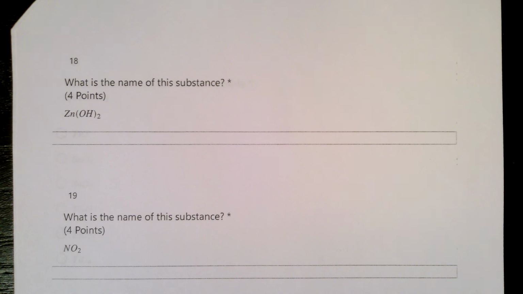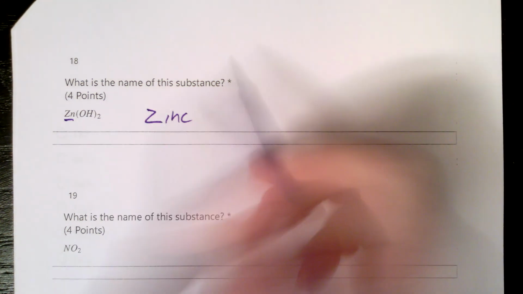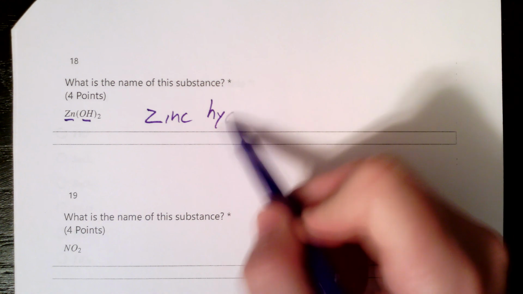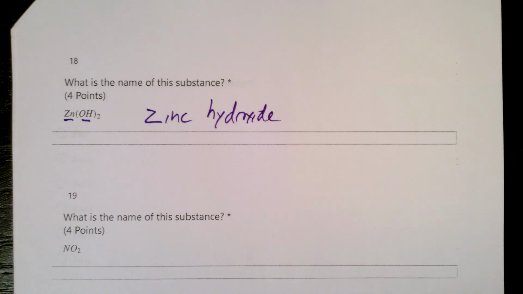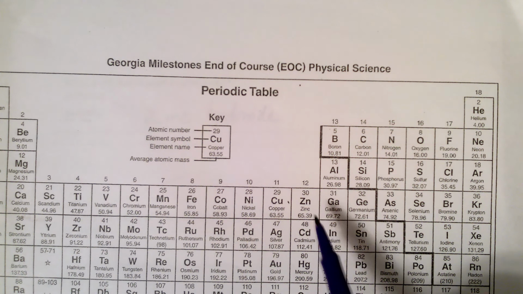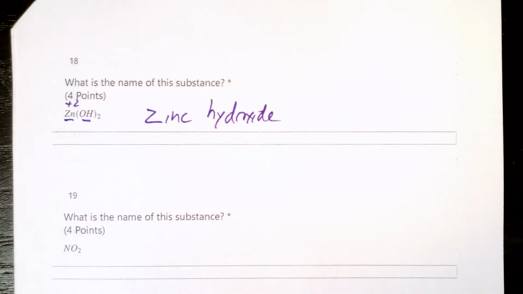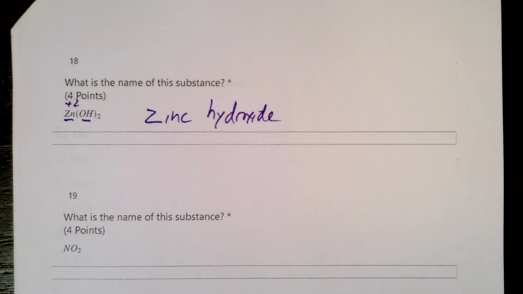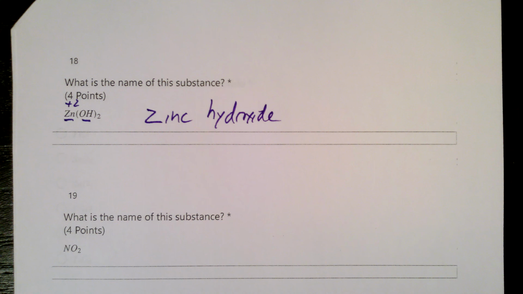What is the name of this substance? Well, this is zinc. This thing here is the hydroxide ion. Now, you might think that zinc, being in the middle of the periodic table, needs one of those Roman numerals, but zinc is one in the middle that doesn't need a Roman numeral. Zinc always has a charge number of 2. So I don't need to use a Roman numeral for zinc, because zinc is always 2. I don't need to say zinc 2 hydroxide, because it's always 2.